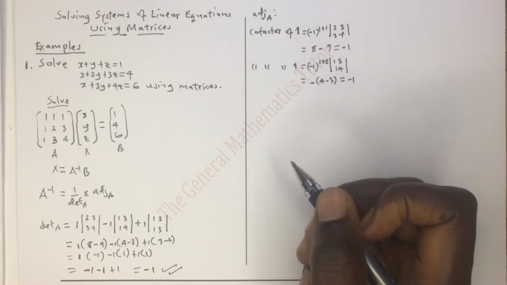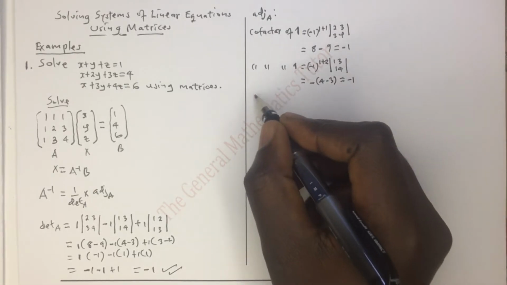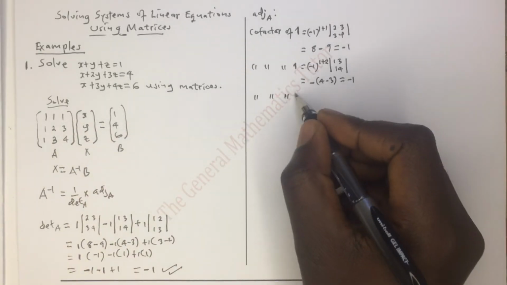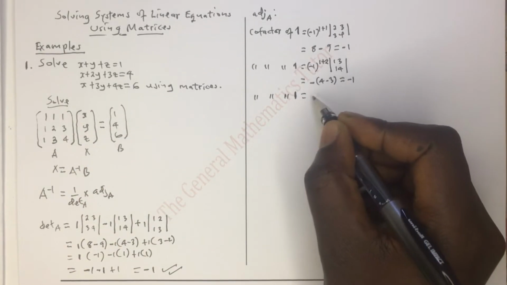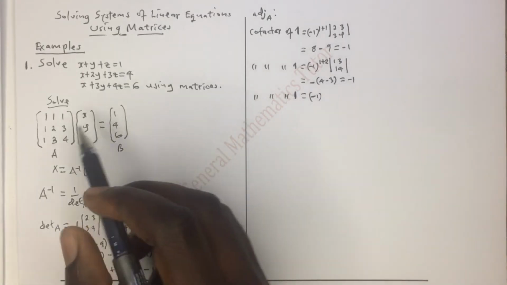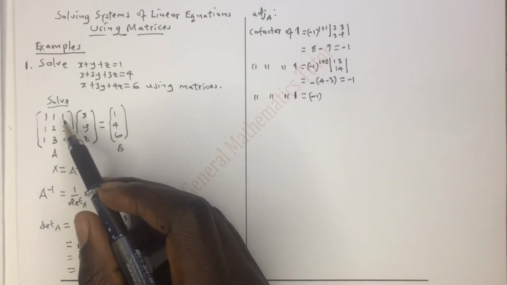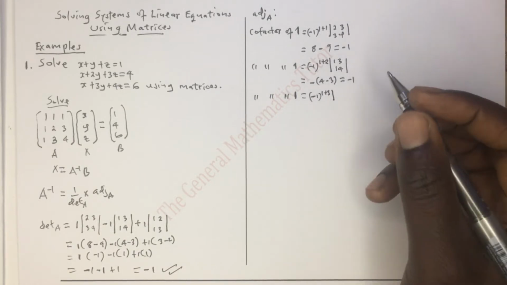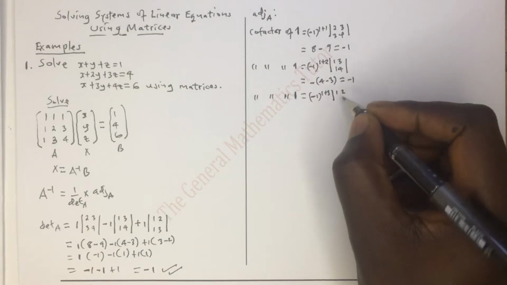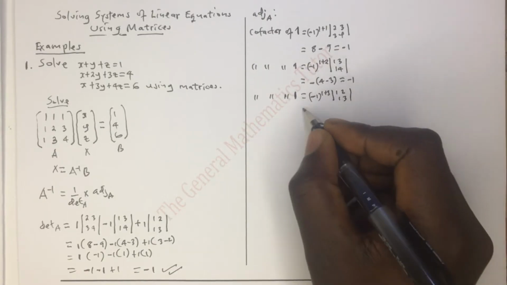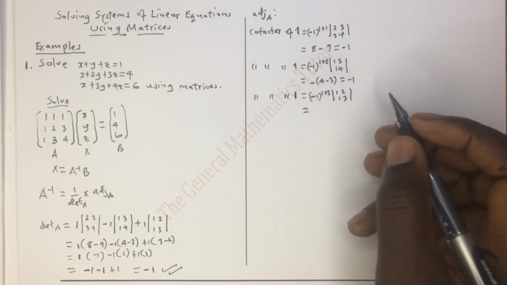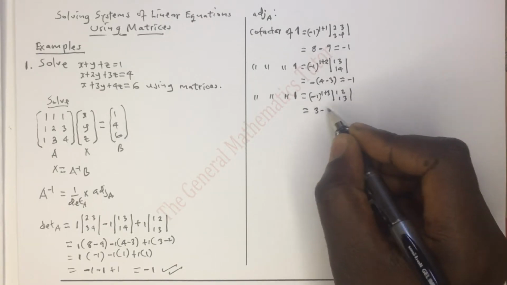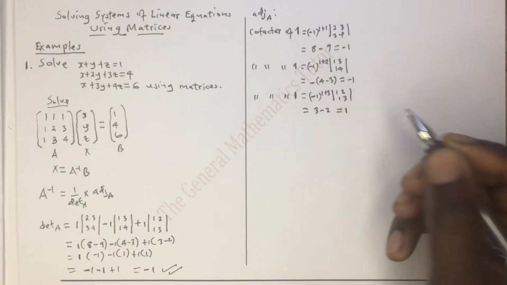Then the next one that we're going to look for its cofactor is the third element there, which is also 1. So it is in the first row, the third column. So that is 1 plus 3. And then the small matrix that is left is 1, 2, 1, 3. Since this is even, the negative will disappear. So we're left with 1 times 3 minus 2 times 1. So that is 3 minus 2, which is just 1.